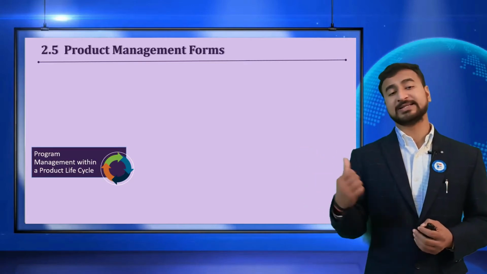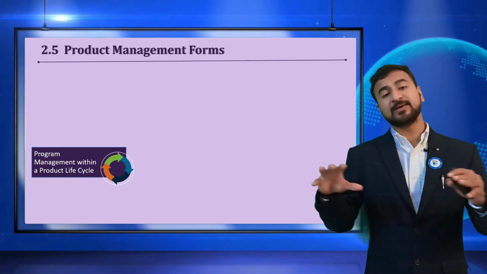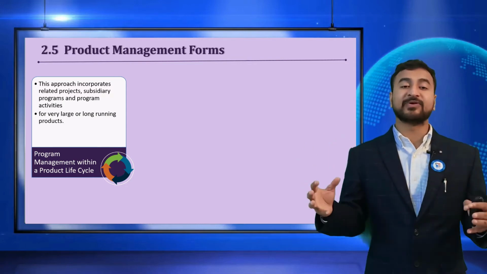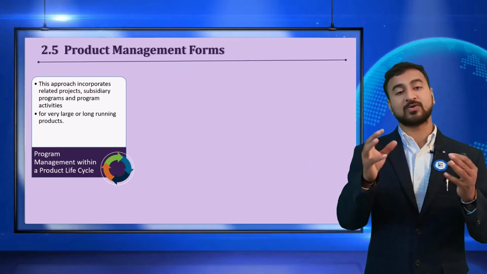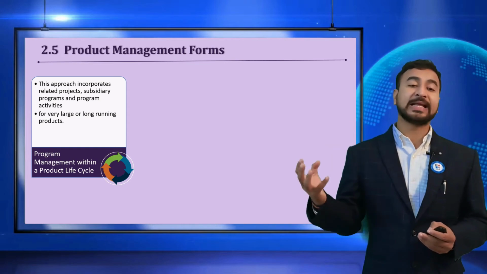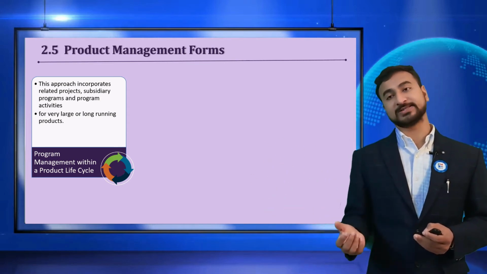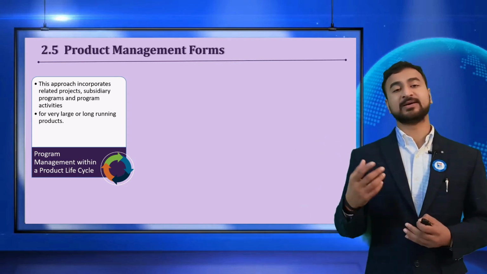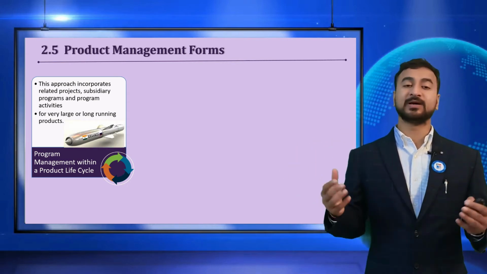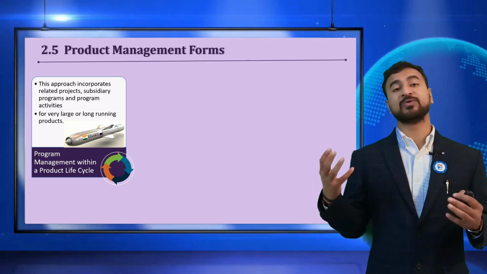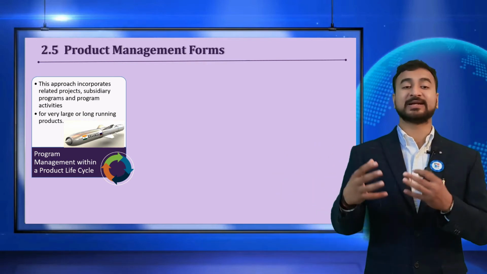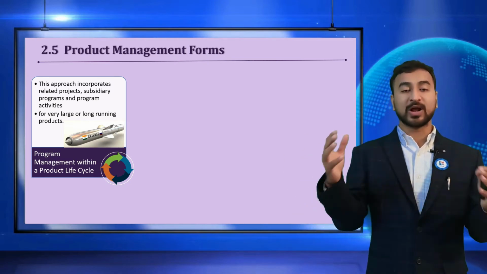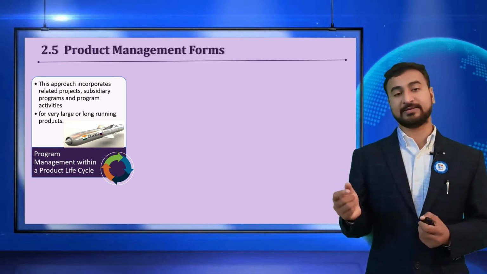So one would be, as you saw, the program management within the product life cycle. That is where the approach incorporates different related projects or subsidiary programs or project activities for very large or long-running products. If I wanted to give you an example of program management within the product life cycle, let's consider a bigger product like the BrahMos missile. That would be a product which is highly complex and requires different projects. So that longer duration requires program management within the product life cycle.